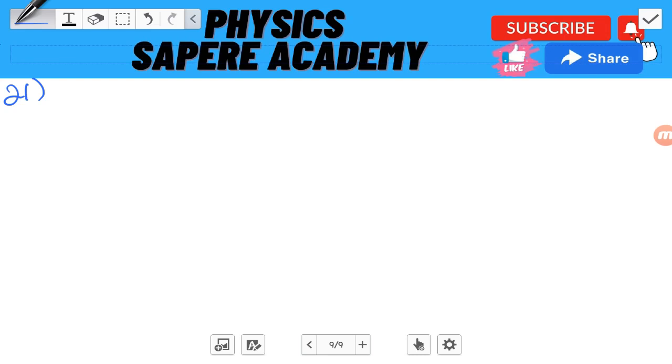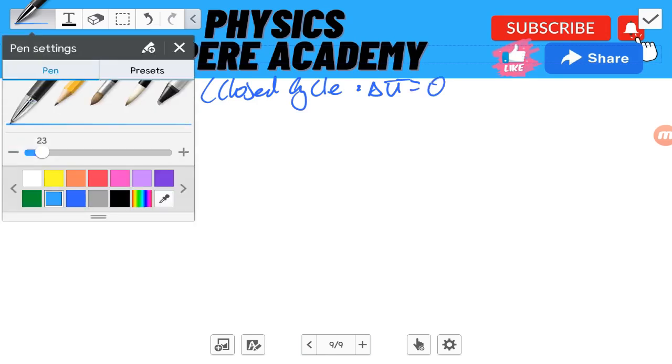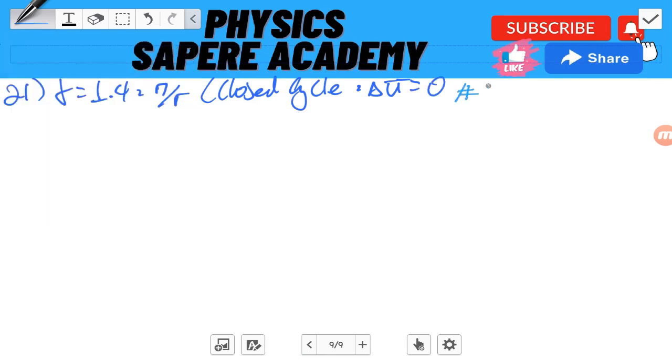So the question says that a diatomic ideal gas has a gamma of 1.4. Now this is the same as 7/5. It is confined to a cylinder and is put through a closed cycle. That closed cycle means it's cyclic, which implies the change in internal energy is 0. So this means the amount of work is negative of heat.